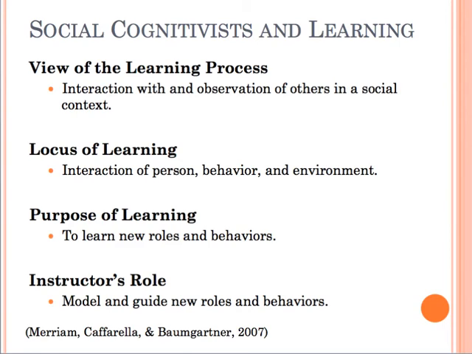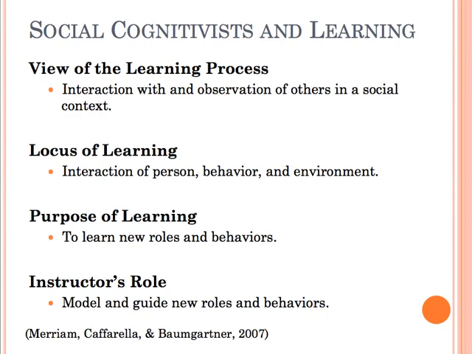The locus of learning, where learning occurs. Learning occurs through the interaction of person, behavior, and environment, and the observations that occur during those interactions. And social cognitivists say that the purpose of learning is to learn new roles and behaviors through that observation.